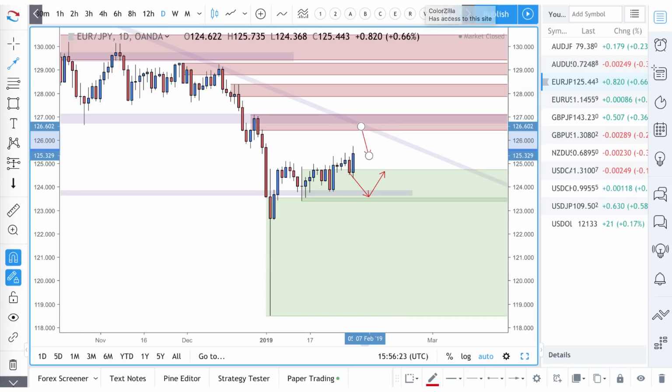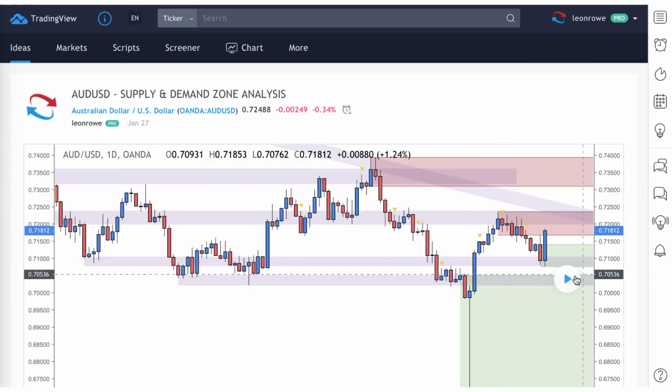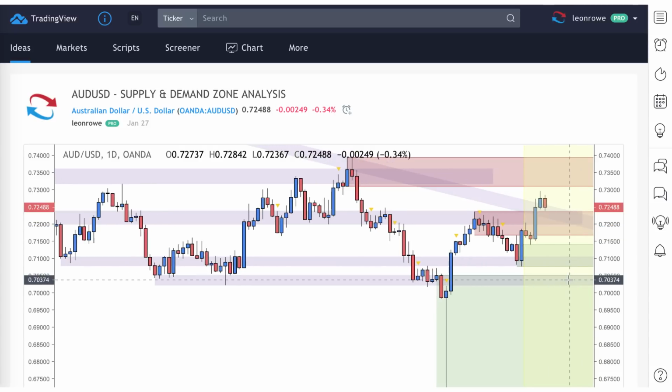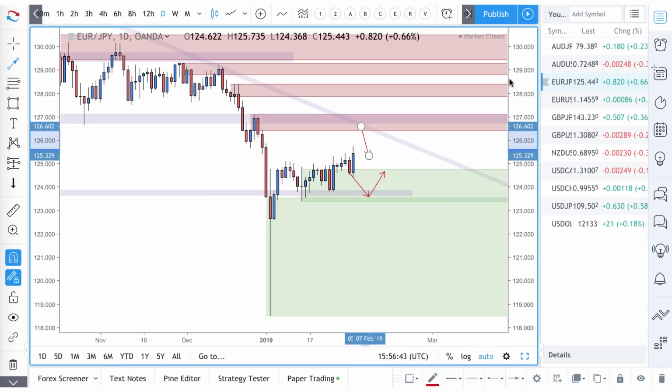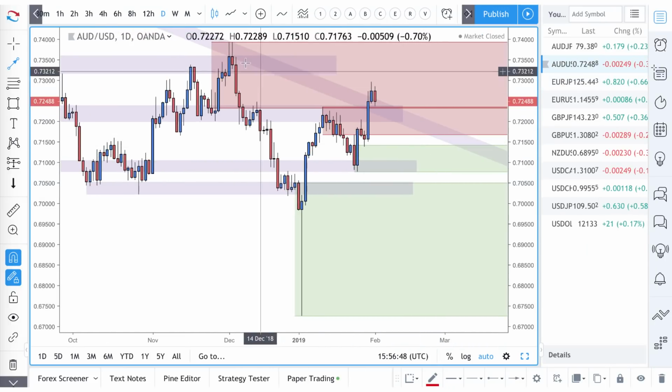Moving on to the Australian dollar, US dollar. Since we last looked at it, we had a bit of Australian strength. We did react off of this level here, and then we had some Australian strength. I think there were some inflation numbers that came out positive for the Australian dollar, so it pushed it higher, taking out that supply. So let's look at this chart here.